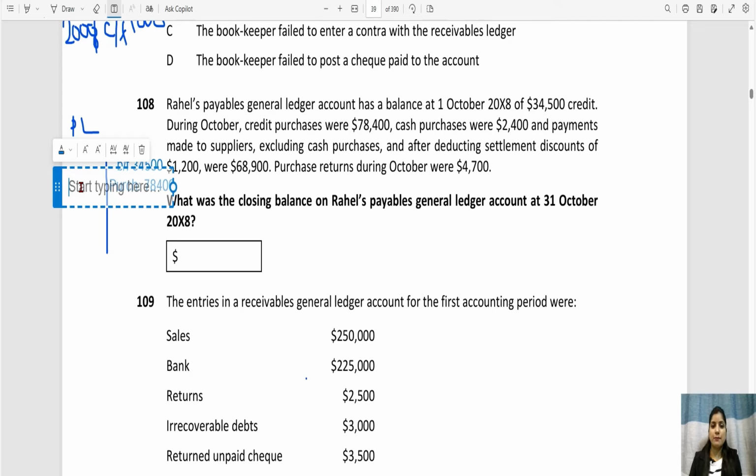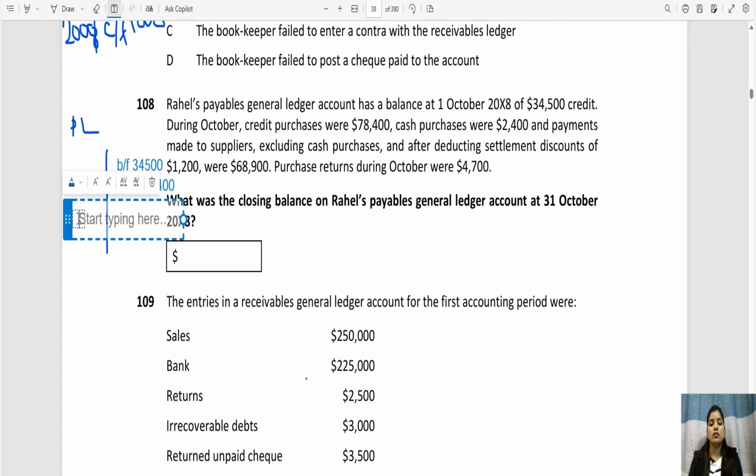So how much have we paid to our supplier? 68,900. But we got a discount as well. If we do not show the discount amount, our payable general ledger balance will show 1,200 more. But instead of that, we have already got a discount from our supplier. So we need to show 1,200 as well for the discount.